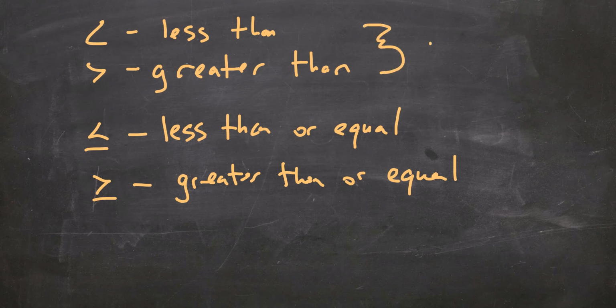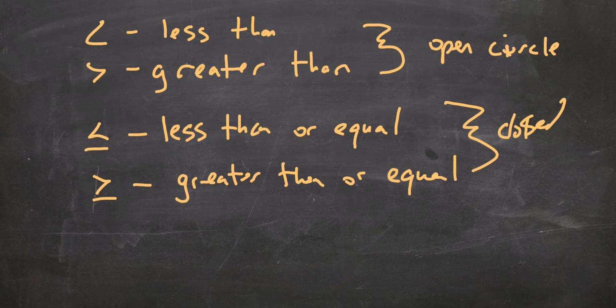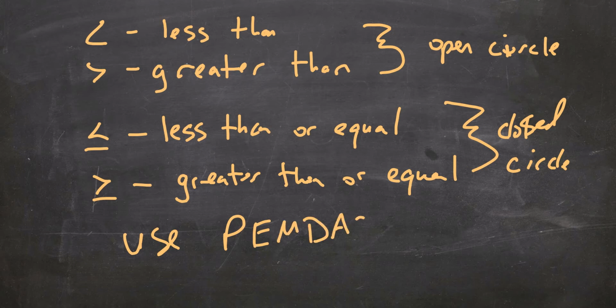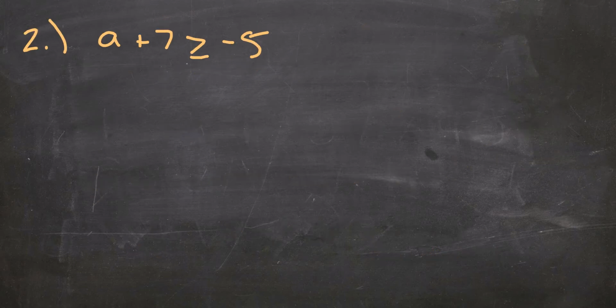So on our number line, that's going to be an open circle. And if it's got the bar, it's going to be a closed circle. We're still going to use PEMDAS backwards. And then everything else, it's just like solving equations, except you're going to have a number line. Alright? Alright, number 2, we have a plus 7 is greater than or equal to negative 5.